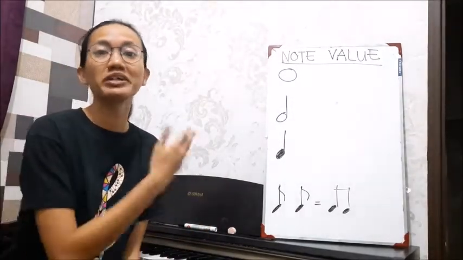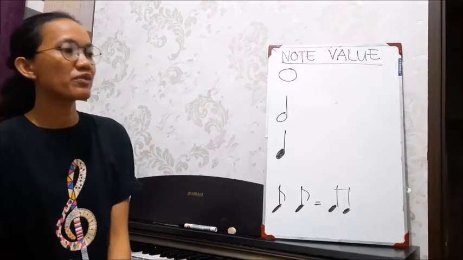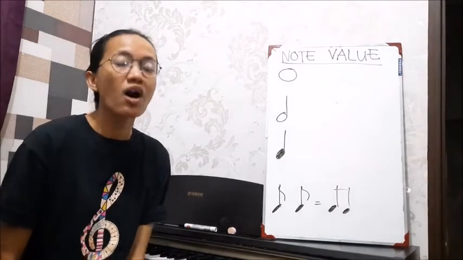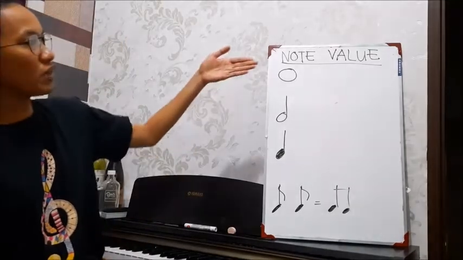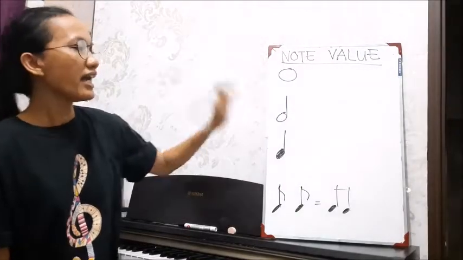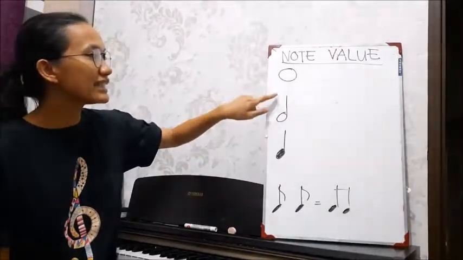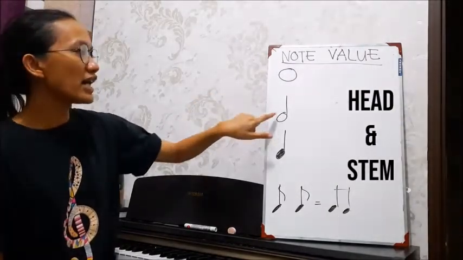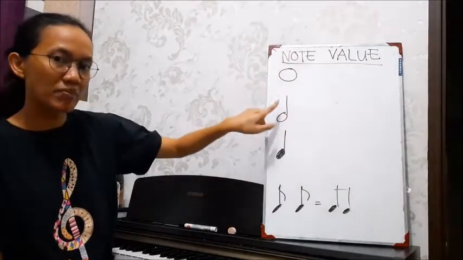I know that you've been learning about them since primary, but today we are going to learn only the first 4 types of notes. Only notes, not rests, not other musical symbols. The first one is the biggest one, like an oval. The second one we call by the head of the note and the stem. The stem is the stick part of the note.